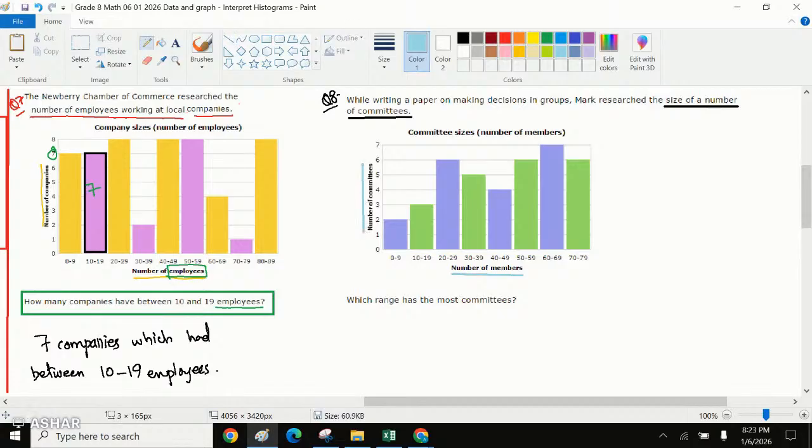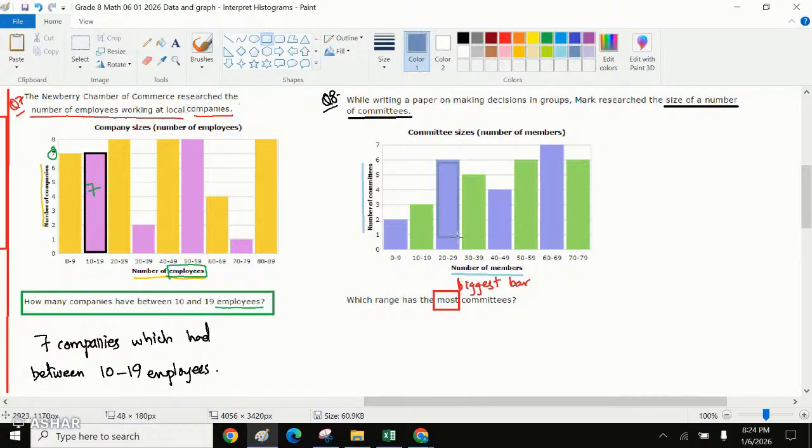So between 0 to 9, there would be this many committees. 10 to 19 members would have these many committees, and so on, right? Which range has the most? Whenever the term most is used, we look at the biggest bar. So what is the biggest bar in this case? We have a competition between a few of them. Let's see what can be the answer.